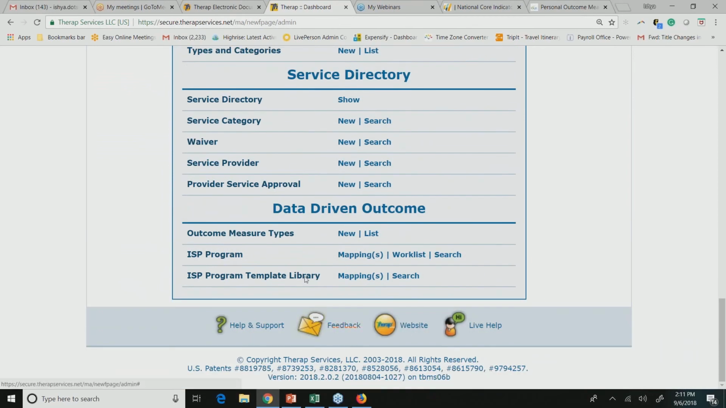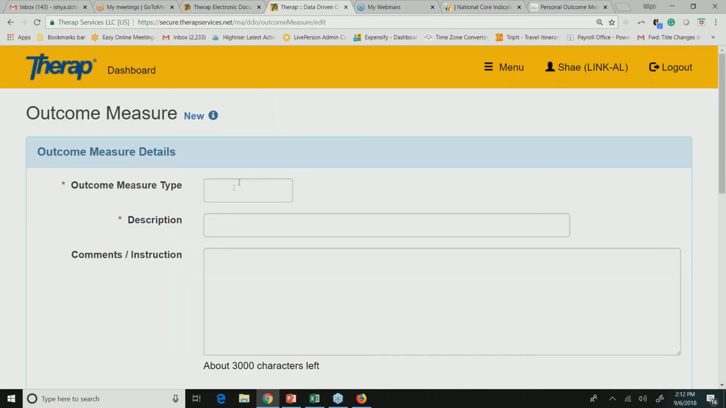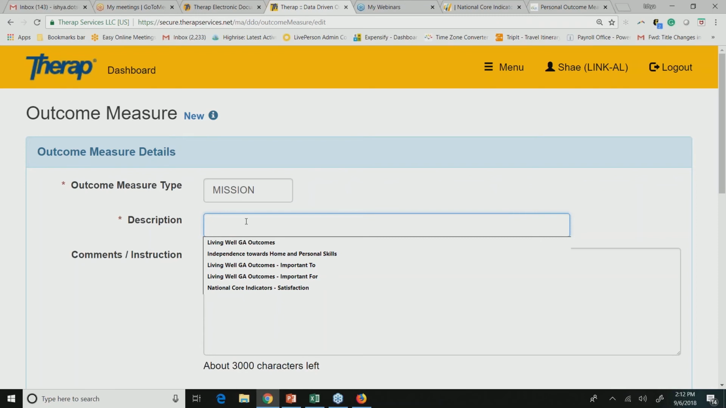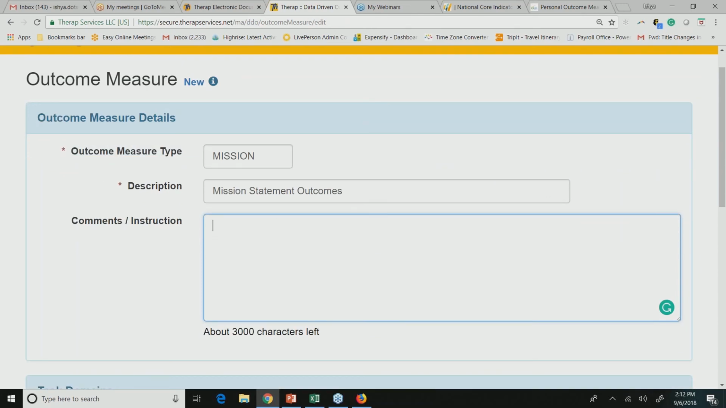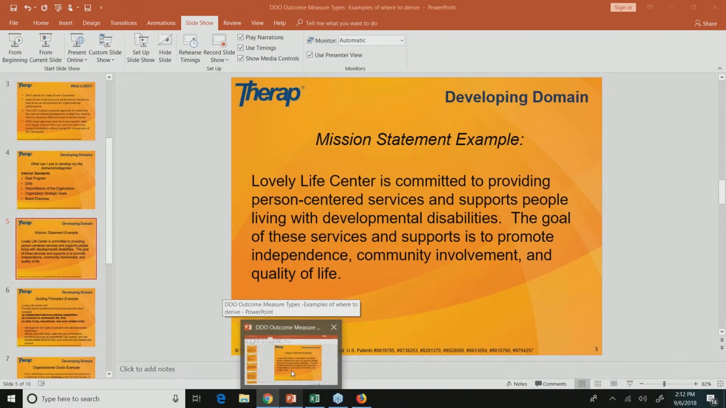And when you do that, what that will allow you to do is to have data-driven outcomes at the bottom of your screen, and it will allow you to create a new one, okay? So I click on new. I would come in and maybe I might put the acronym as mission, okay? And this is mission statement outcomes, okay? In this section, I may want to define exactly what those categories mean, so that anybody who is coming in to look at that information will know exactly what it is that I mean.